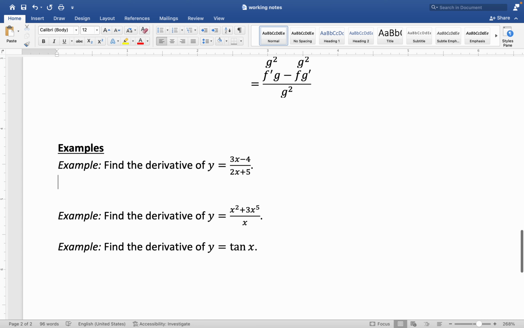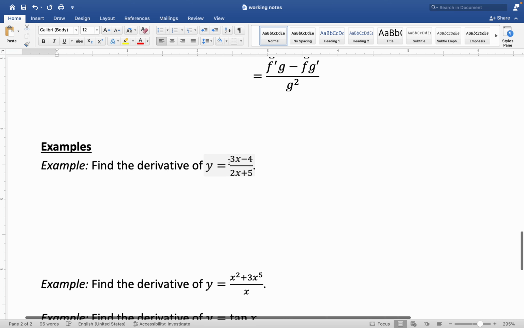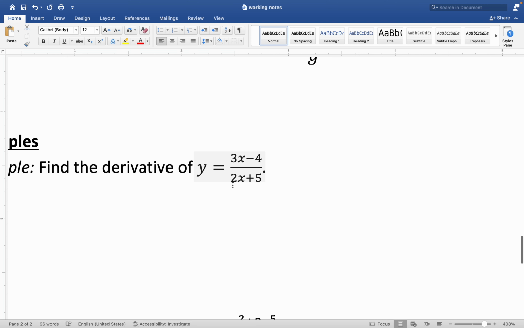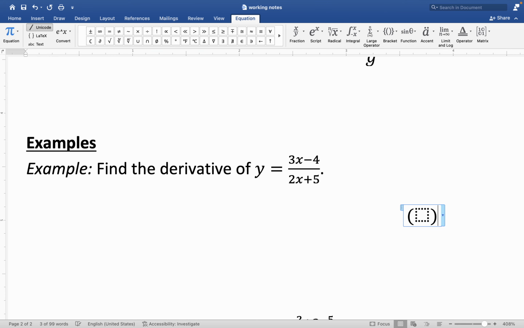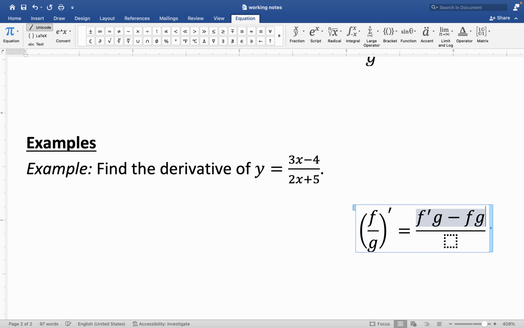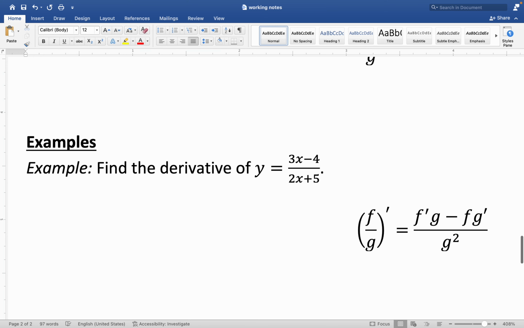Examples. All right, so let's just do a few examples. This is a pretty straightforward one. Find the derivative of y equals (3x minus 4) over (2x plus 5). Why do you need the quotient rule here? Well, because it's one function divided by another. So to find the derivative, we are going to have to use the quotient rule. Let's recall what the quotient rule says. It says the derivative of f over g is f prime g minus fg prime all over g squared, right? So let's just have that in front of us. I just want it on the same screen.